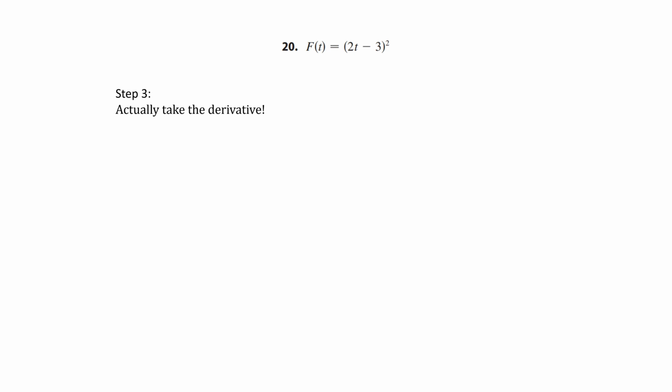Okay, and now we're ready to actually take the derivative. We just have to remember our two derivative rules: x to the n becomes n brought in front, with 1 subtracted from the exponent n, and the derivative of a constant is simply 0.